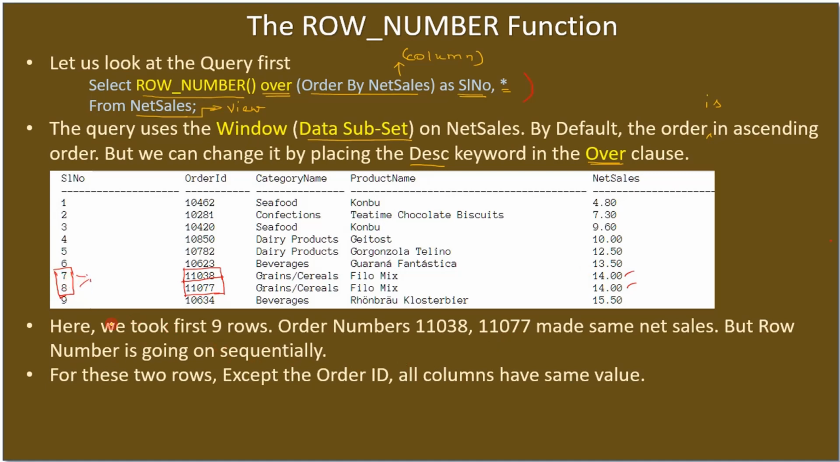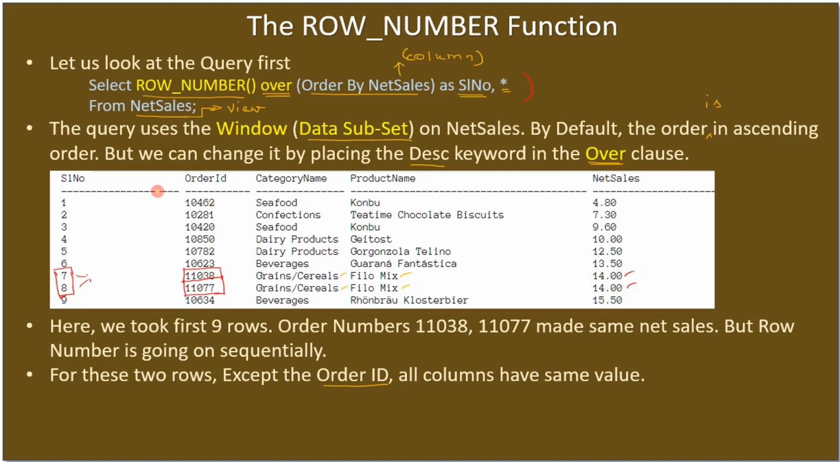For these two rows, 7 and 8, except for the order ID, all columns have the same value. You can see that here, Filo Mix, this is also Filo Mix, and the category name is the same, price also the same. What differs here is the order ID. So all other columns have the same value. Even if the order ID also has the same value, we can call these duplicate records.